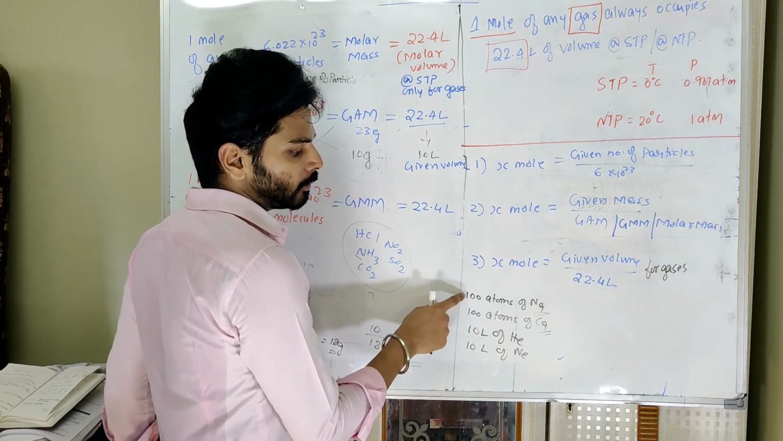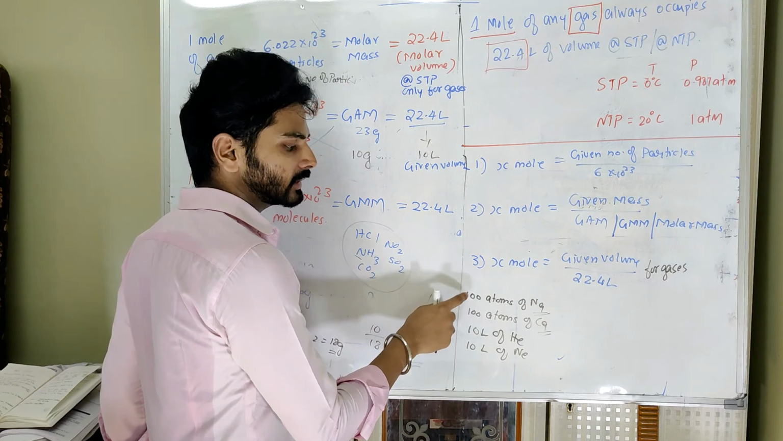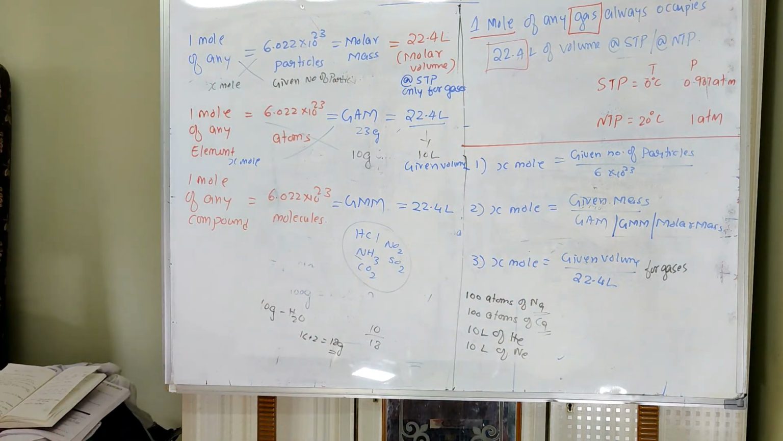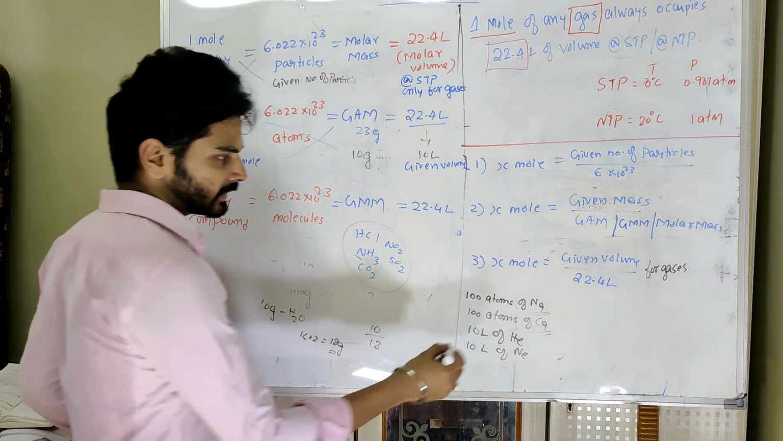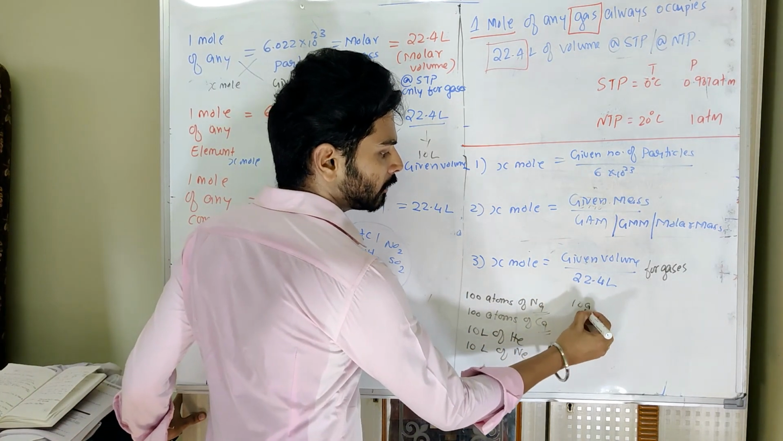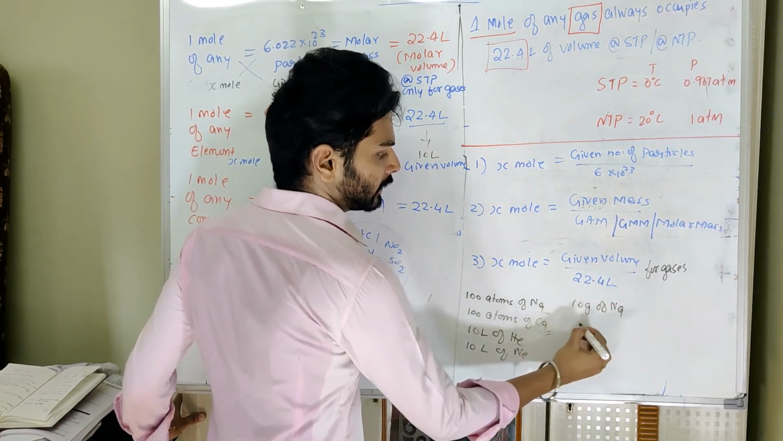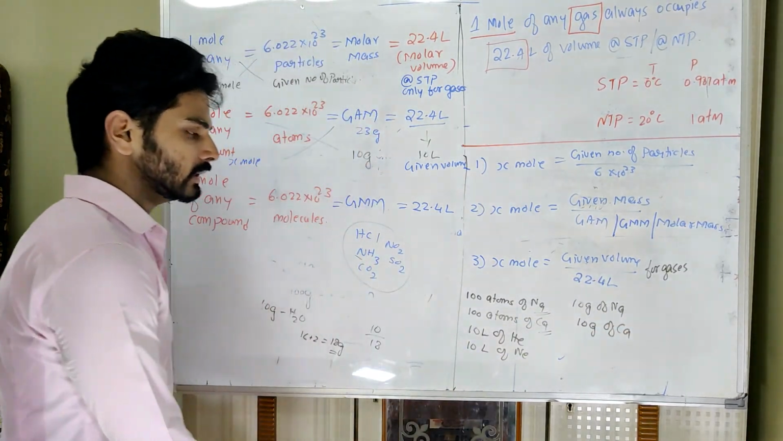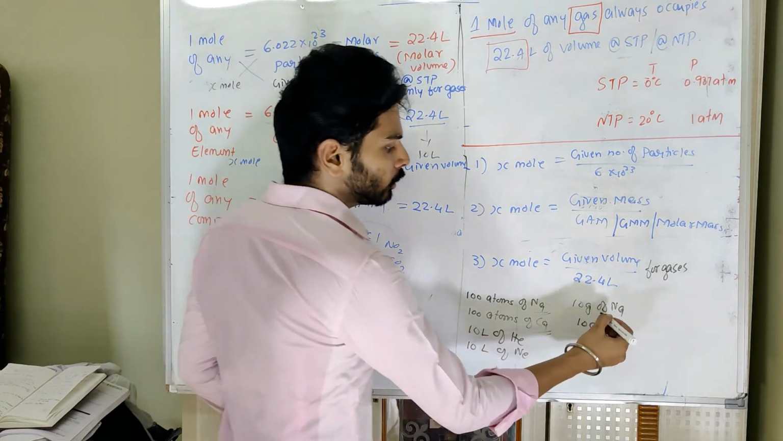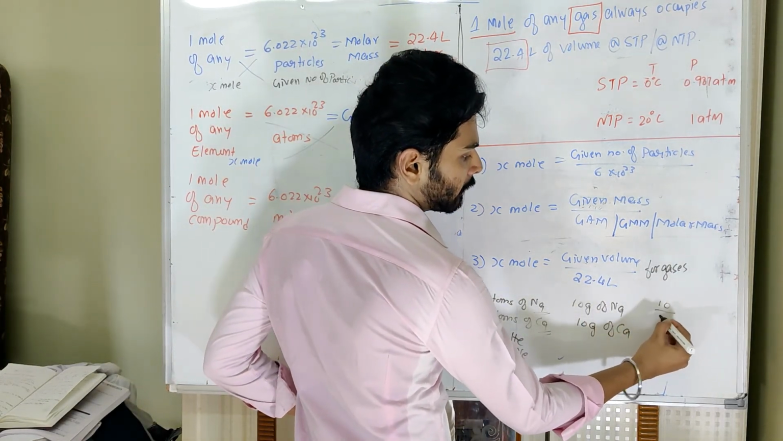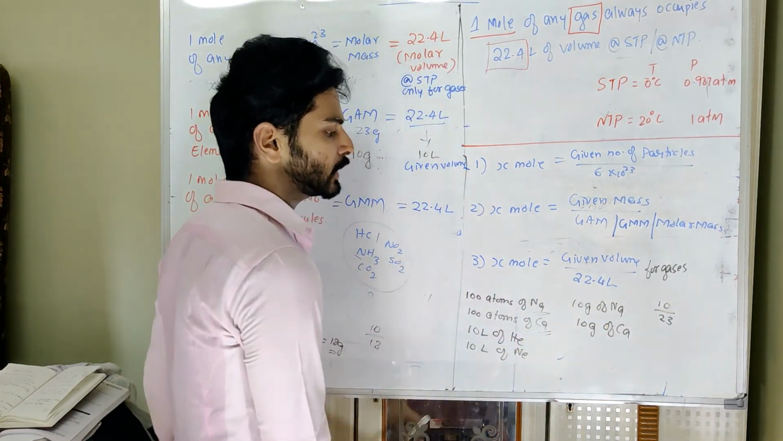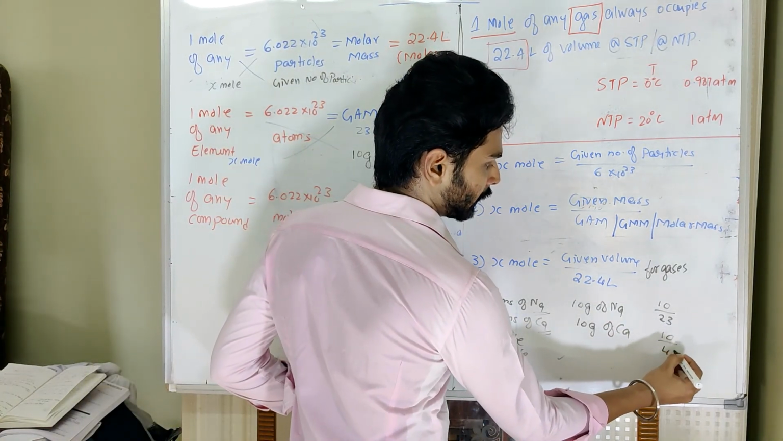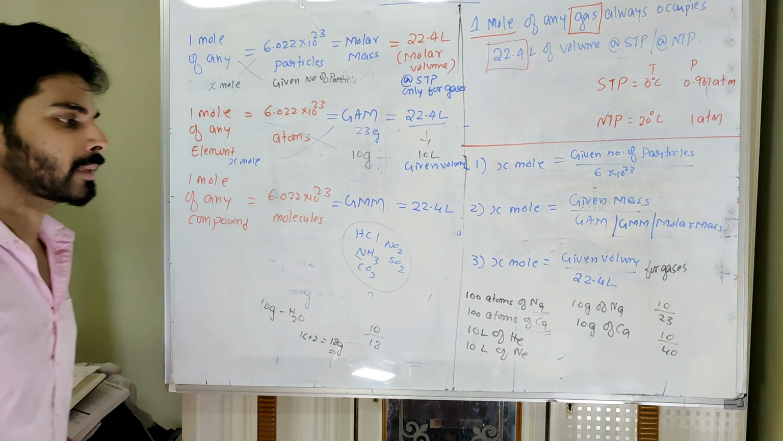Even equal numbers of atoms will have the same mole, but equal masses may not have the same mole. That means if I say 10 gram of sodium and 10 gram of calcium, to convert that into mole, what I need to do is 10 gram divided by 23, because the gram atomic mass is 23, and here 10 upon 40. So 40 is the atomic mass of calcium.